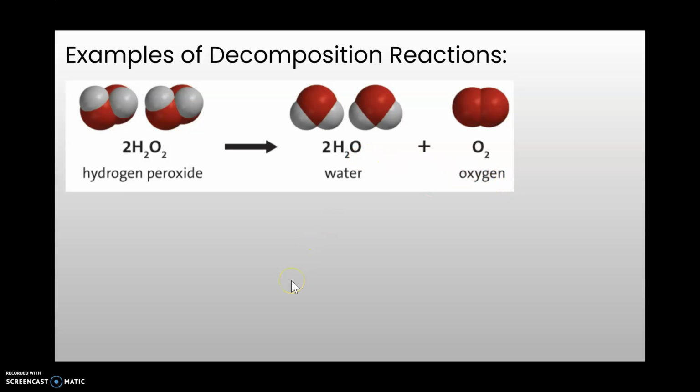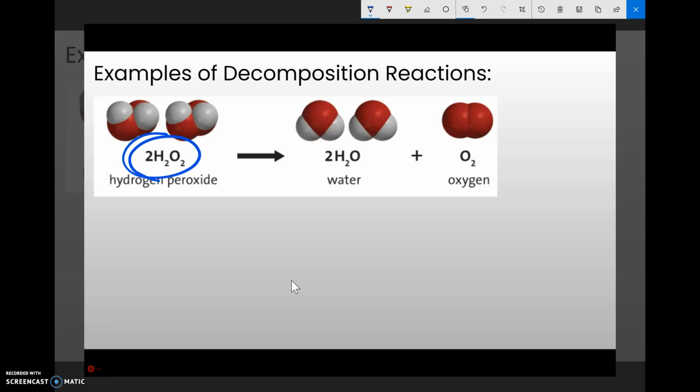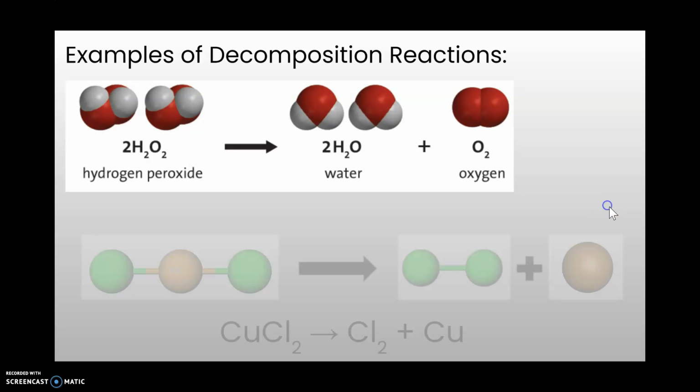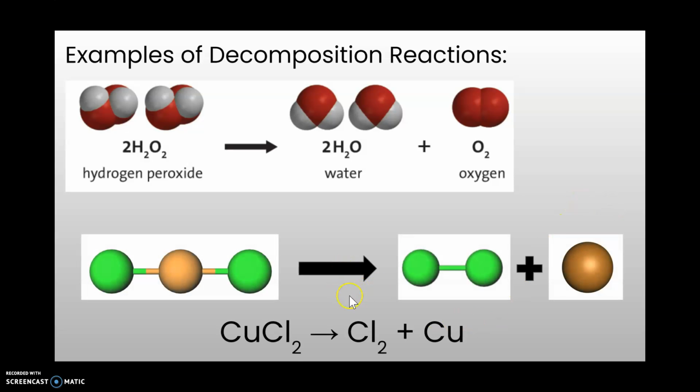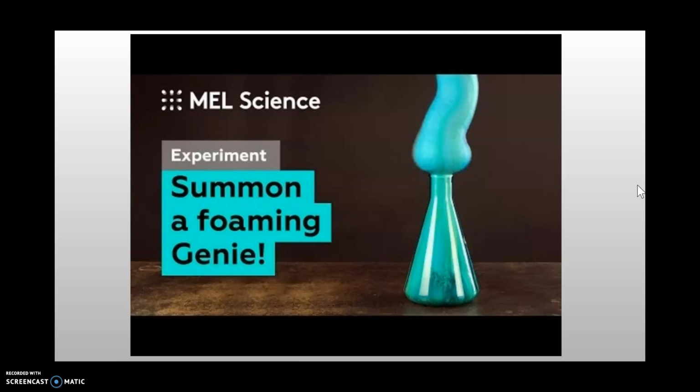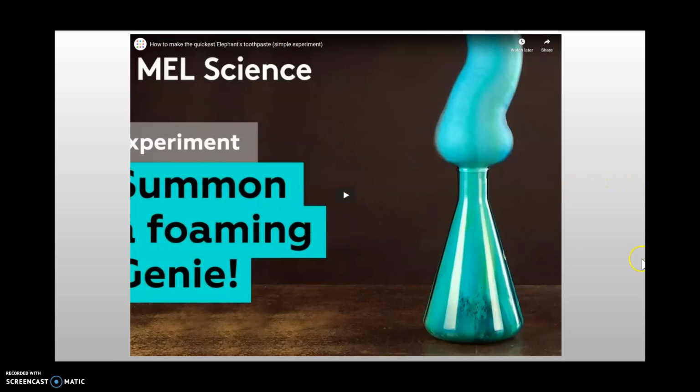So again, what you're looking for here is the fact that we had one product. That's all we had, one type of product. Another one is copper(II) chloride, and that breaks down to chlorine and copper. So those are both examples of decomposition. Here are some other videos for that.